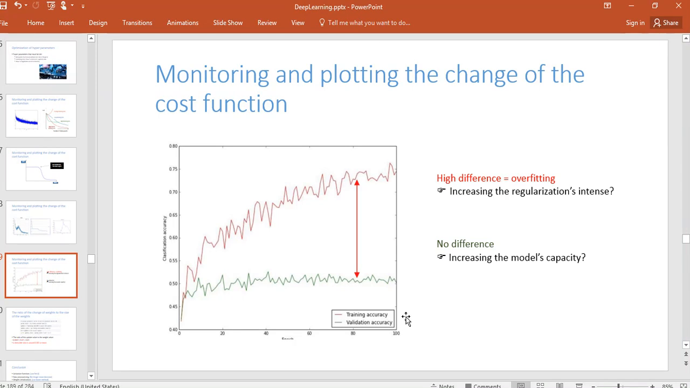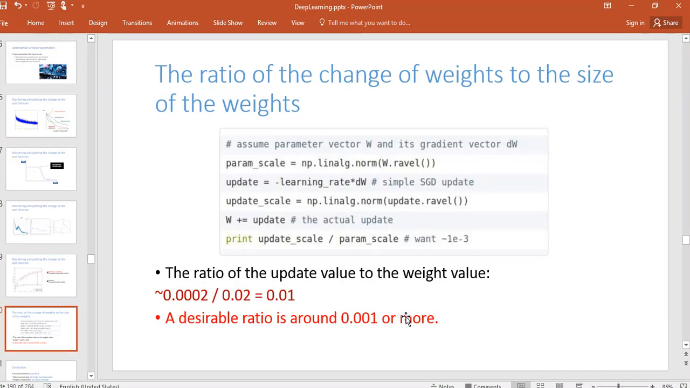You are constantly updating and changing weights. The ratio of this change to the previous size of these weights must be within a certain interval. If it is too much or too low, you should know that there is something wrong with the workplace.